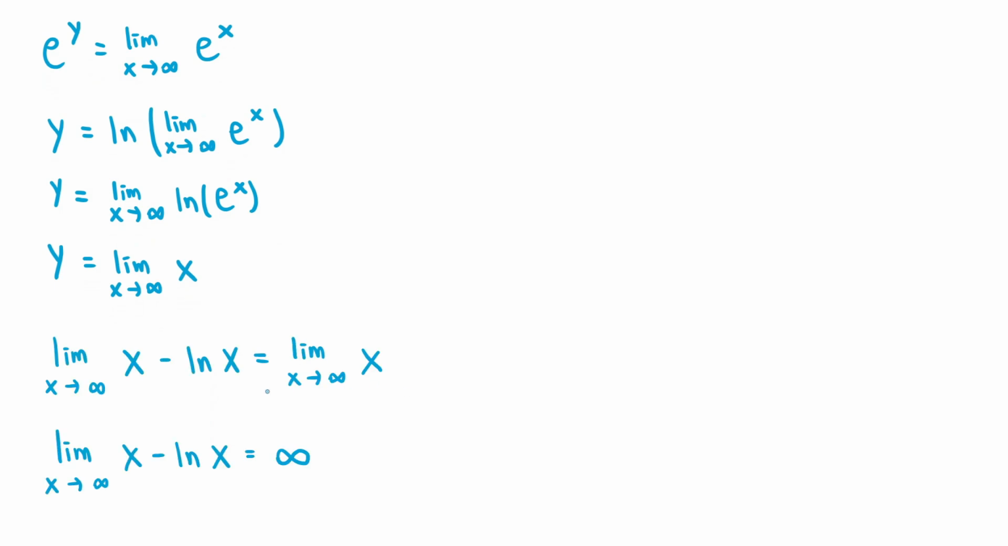We originally let y equal the limit as x approaches infinity of x minus ln of x, so we can replace the left-hand side with the limit as x approaches infinity of x minus ln of x. The limit as x approaches infinity of x is just infinity, so we can conclude that the limit as x approaches infinity of x minus ln of x is infinity, which is the original limit we were trying to find. This is a reasonable conclusion since x grows faster than ln of x.